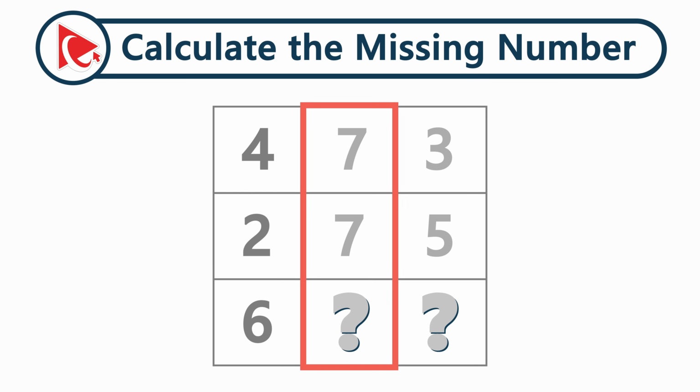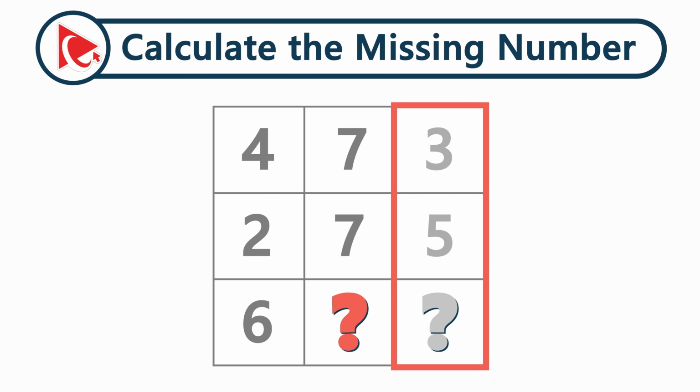Second column in the matrix has numbers 7, 7, and then comes the first missing number. And then the third column in the matrix has numbers 3, 5, and then comes the second missing number. Your goal is to detect the pattern and calculate both missing numbers, selecting your answer out of 4 possible choices.